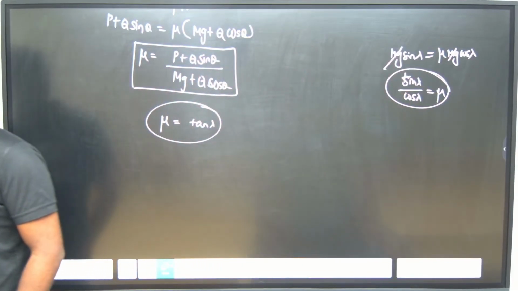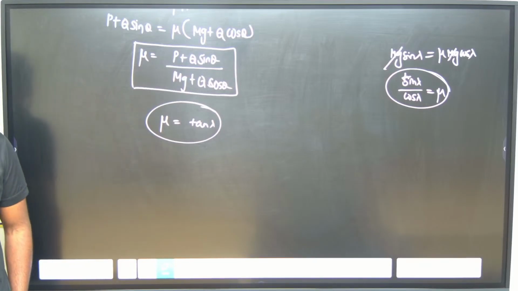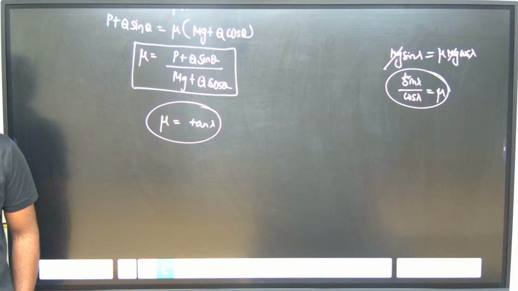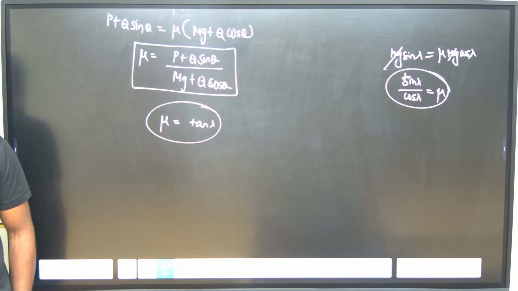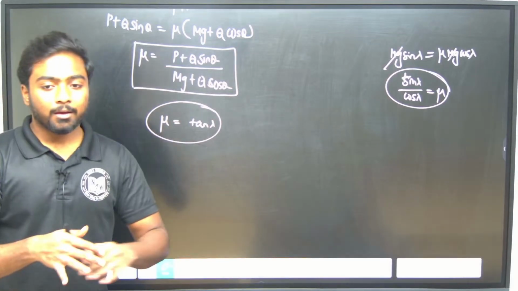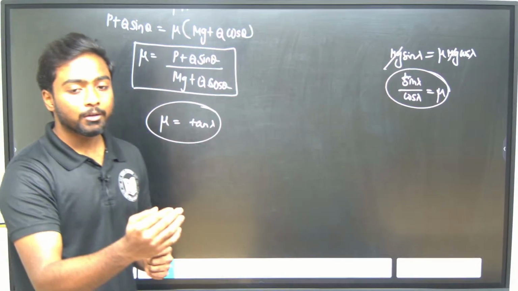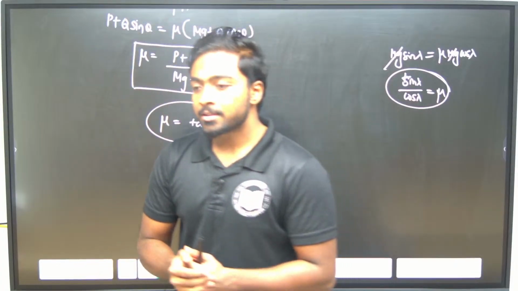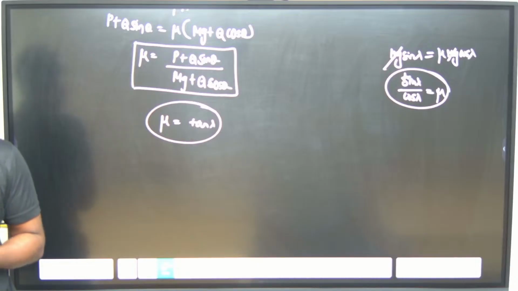Okay. Next question. A force of 98 Newton is required to just start moving a body of mass 100 kg over ice. So there is a mass of 100 kg and a force of 98 Newton is required to just kickstart it. What is the coefficient of friction now? That is static friction.